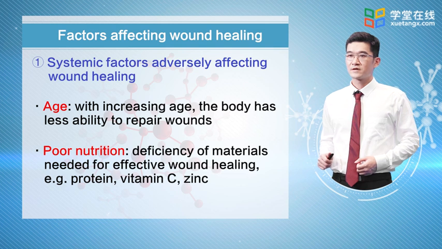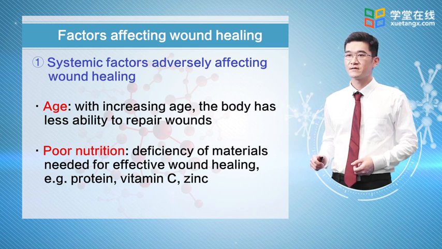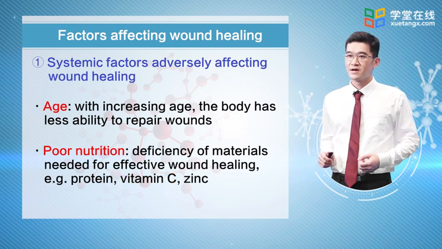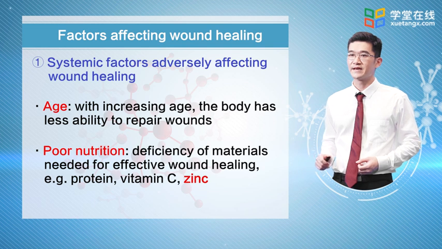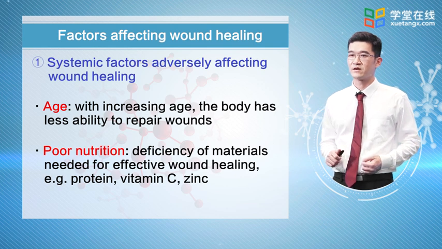Poor nutrition will cause a deficiency of substances needed for effective wound repair. Protein deficiency, particularly lack of vitamin C, will inhibit collagen synthesis and retard healing. Since the trace element zinc is required for normal function of enzymes contributing to repair, its deficiency will slow down wound healing. Wounds in patients with diabetes are especially slow to heal because of microvascular disease.